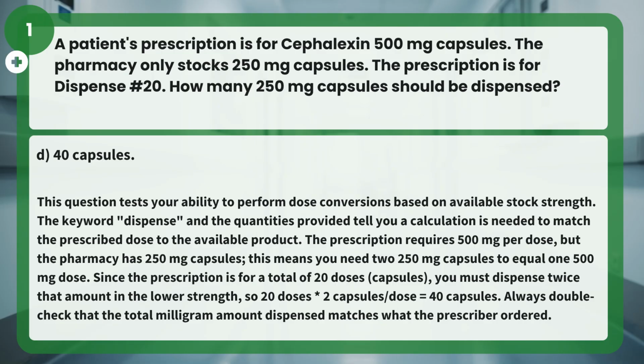Since the prescription is for a total of 20 doses, you must dispense twice that amount in the lower strength, so 20 doses * 2 capsules per dose equals 40 capsules. Always double-check that the total milligram amount dispensed matches what the prescriber ordered.